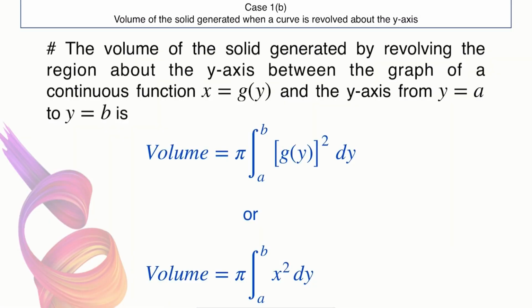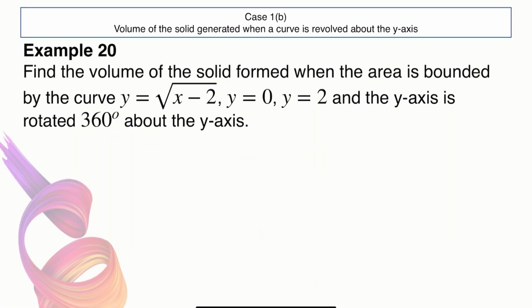Hi, Assalamu alaikum. Alright, let's continue with example number 20. Find the volume of the solid formed when the area bounded by the curve y equals square root of x minus 2, y equals 0, y equals 2, and the y-axis, is fully rotated about the y-axis.